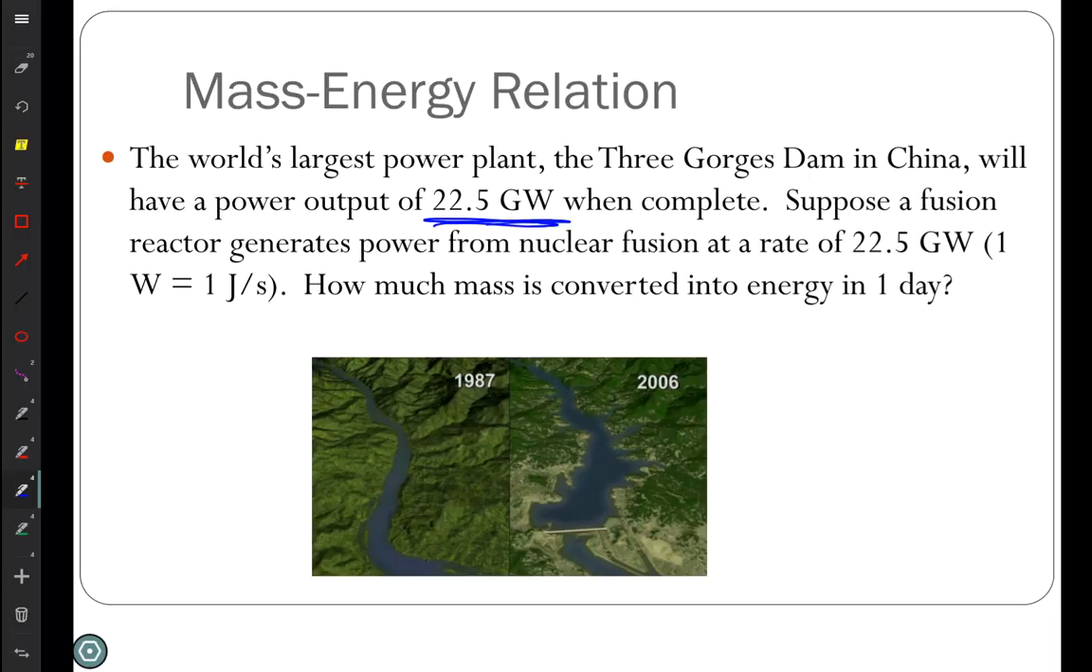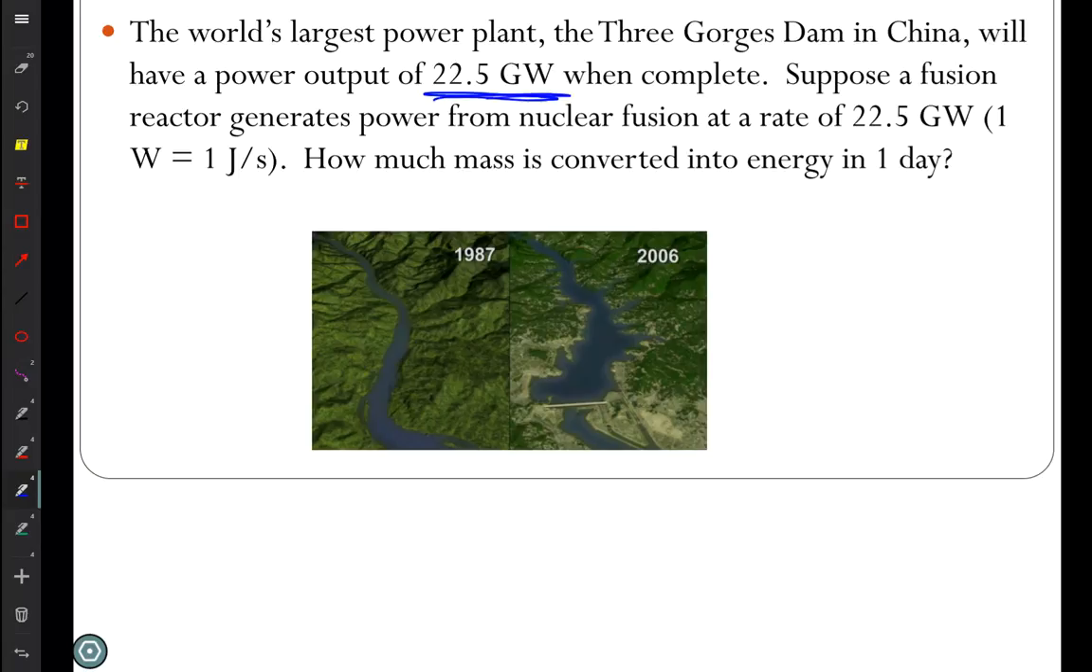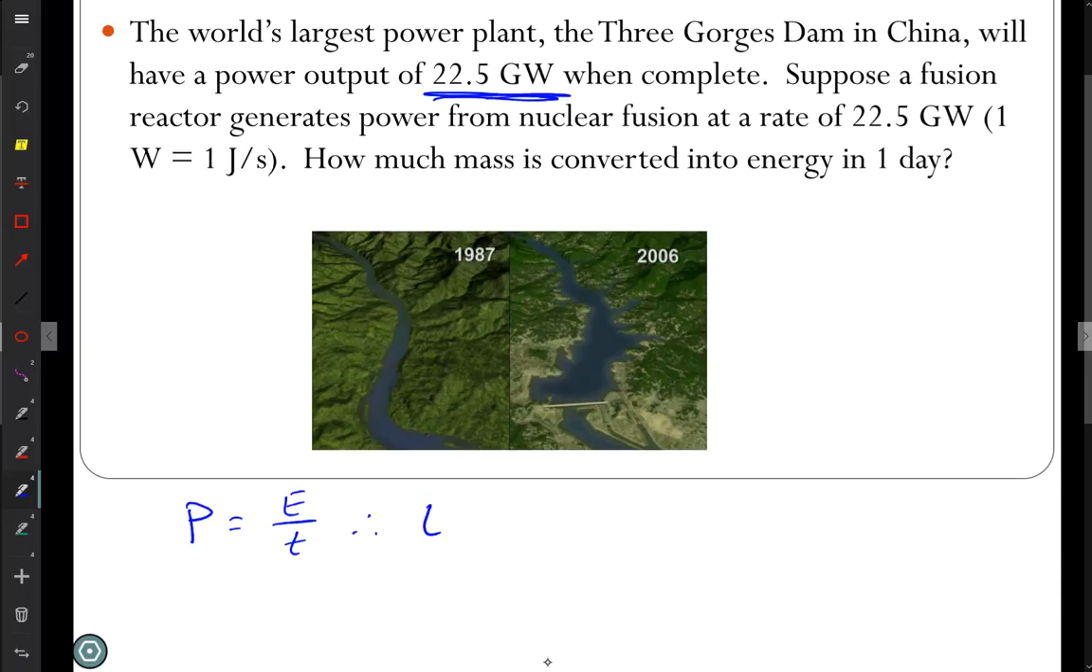Okay, so let's look at this and just do the math problem that's on the page here. If this Three Gorges Dam produces 22.5 gigawatts and it runs for 1 day, how much energy is that? And if we were doing it by fusion like the sun, how much mass would it be? So, 22.5 gigawatts. How do I find the energy if I know the power? Since we define power as equal to the energy over time, then what's the energy going to be?